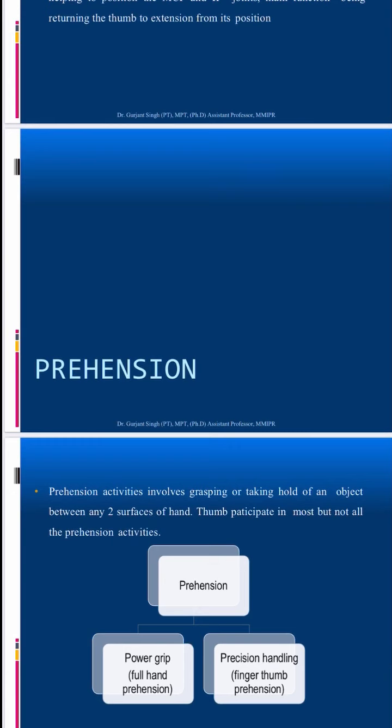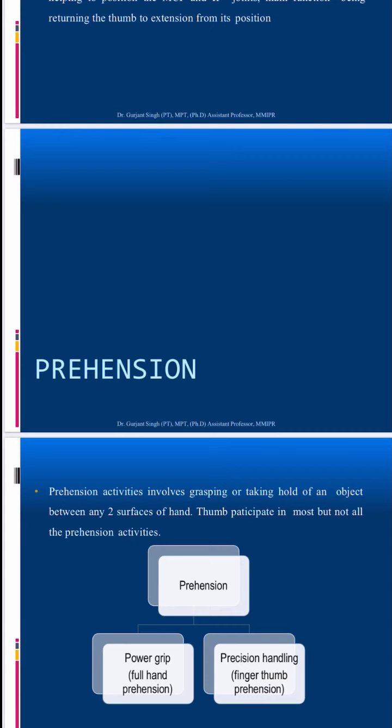Prehension is basically used to grasp or to hold any object with the hand. For example, if you need to pick something, you will need prehension to do that activity. If I am holding a cell phone in my hand, then I am using a prehension activity. Basically, prehension is divided into two types: power grip and precision handling.